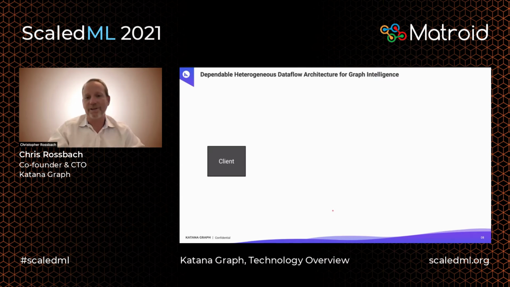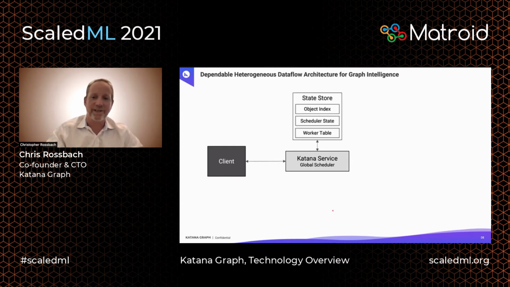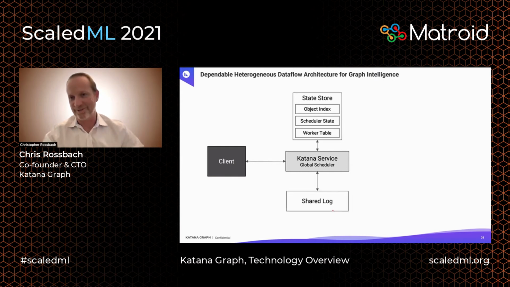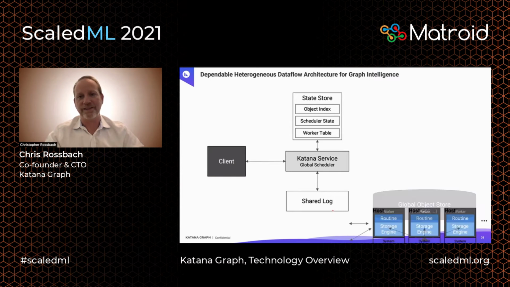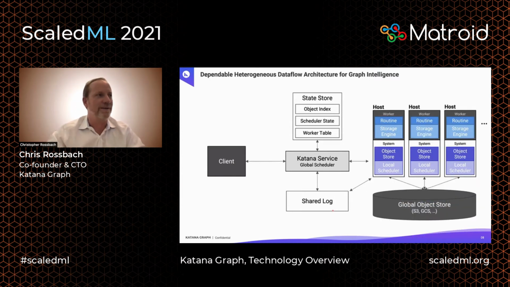And that client will talk through a library to a component called the Katana service. And that service will in turn speak to a number of other components to orchestrate computations. It will talk to a component called a state store. It will work with a shared log, which you'll see me argue is a critical component here, as well as interacting with a fleet of hosts that run graph worker processes. And within each of these worker processes, we're going to talk to a global object store. So these are roughly the players. Let's dig into what each one does.